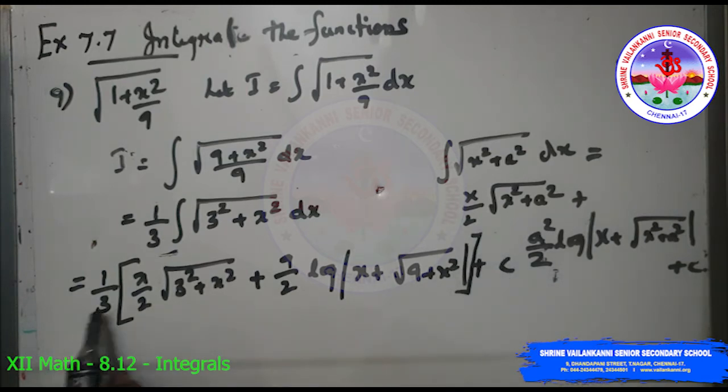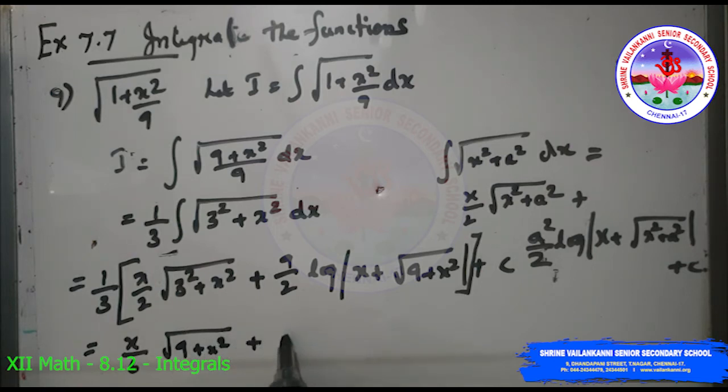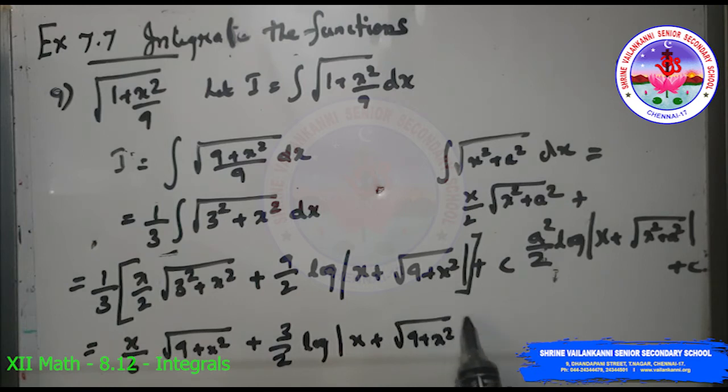So multiplying 1 by 3 into the whole term, which is equal to x by 6 root of 9 plus x square plus 1 by 3 into 9 by 2. So 3 and 9 will get cancelled. So 3 by 2 of log of modulus of x plus root of 9 plus x square plus c.